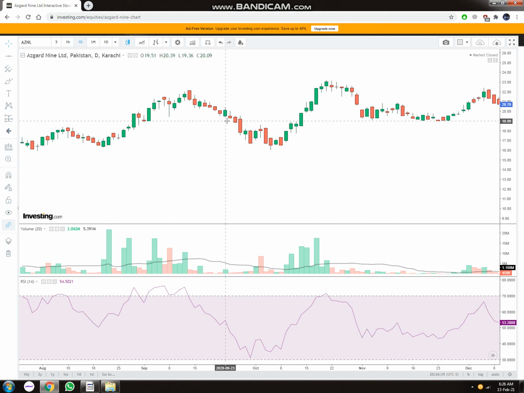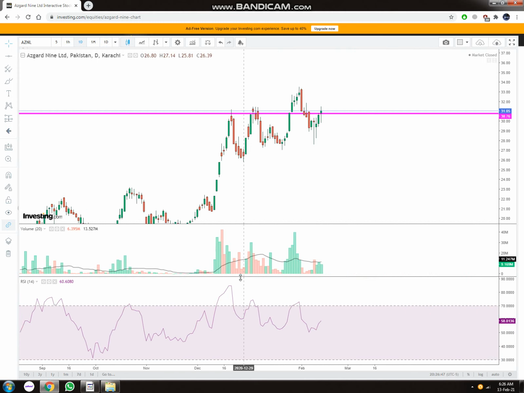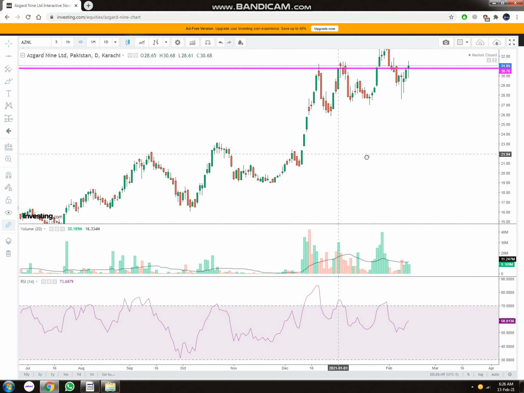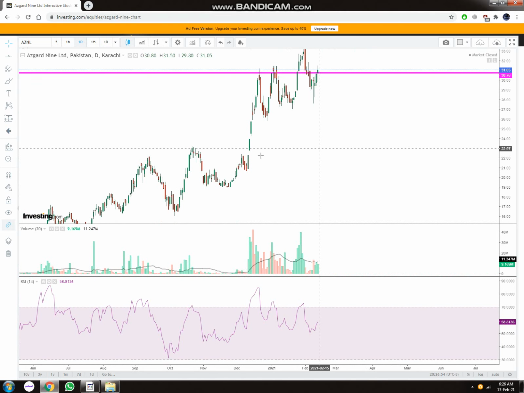So the RSI might show you some positive results in a downtrend, but if the overall trend is a downtrend, you cannot continue in that direction, and you will have to wait for the candlesticks to show you some positive results.